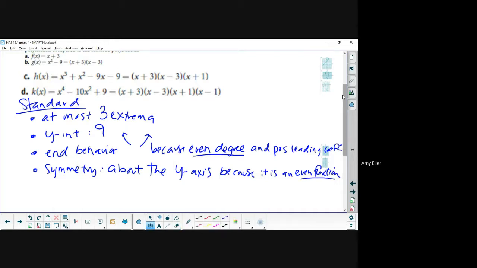Symmetry. I want to know, is every power odd or every power even? In this case, 4 is even, 2 is even. This is considered x to the 0, which they say is even. So this is not only an even degree, it's an even function. And if it is, as we just took notes on, it will have symmetry about the y-axis. So when we make our graph, the y-axis should be like a mirror. It should be symmetrical.